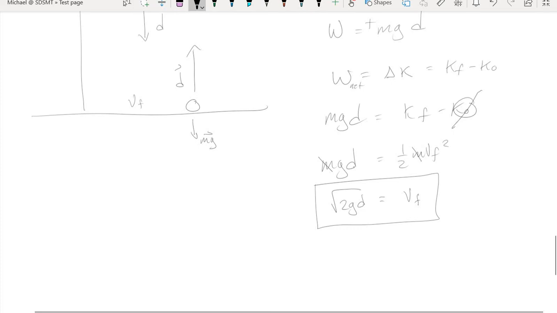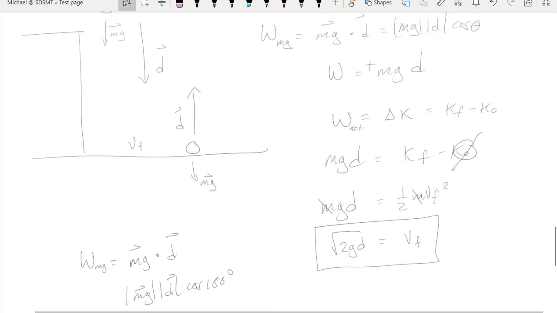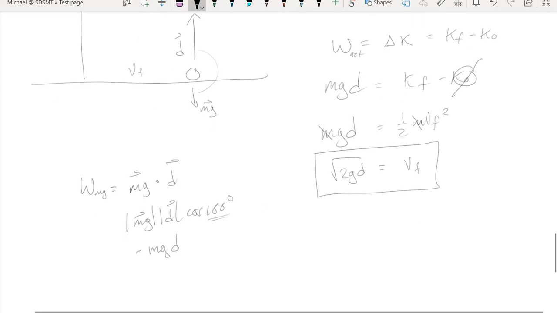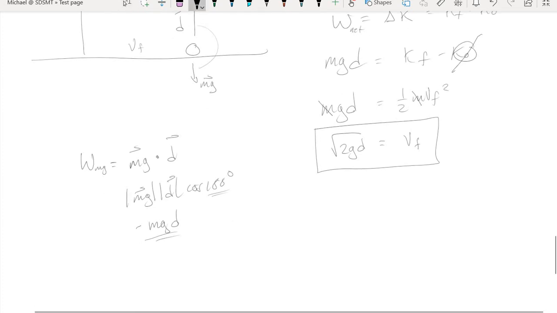Well, now gravity is going to be doing work in the amount of negative mgd. The reason it's negative is because our vectors are pointing in opposite directions. We have an angle relationship of 180 degrees, and we end up getting a negative work.